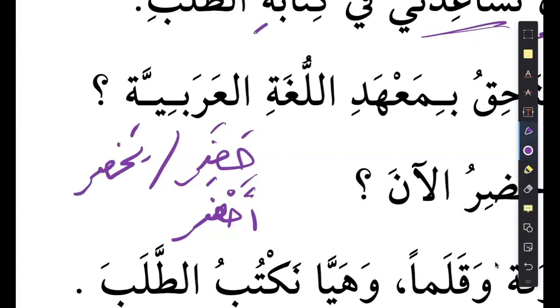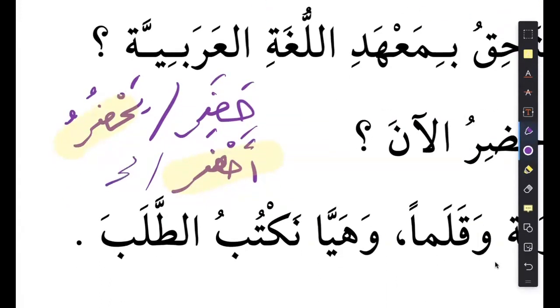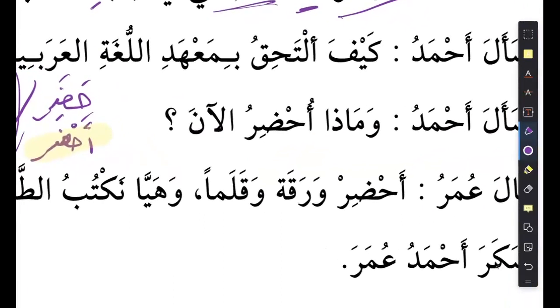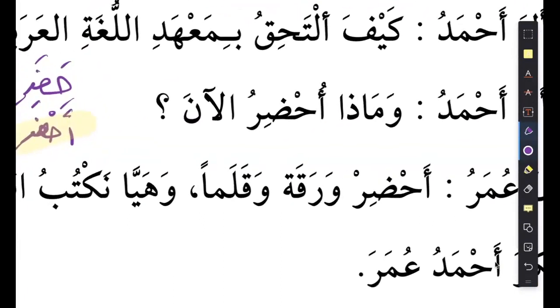So this one is the three-letter verb. The shorter version is to be present, and the longer version, the one with the hamza, means to bring something. Okay. Look, the present tense verb would look the same without the haraka. If you don't put haraka, both of them look the same. But this is uhdiru. You see? Now, he's asking, وَمَاذَا أُحْضِرُ الْآنِ? And what should I bring now?